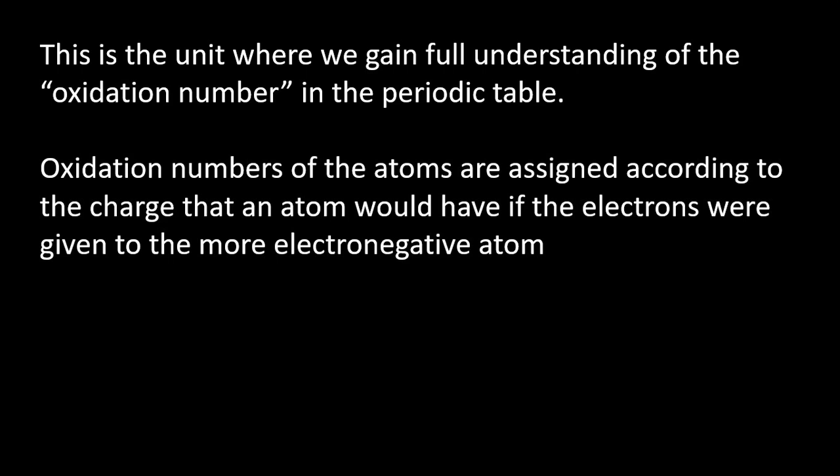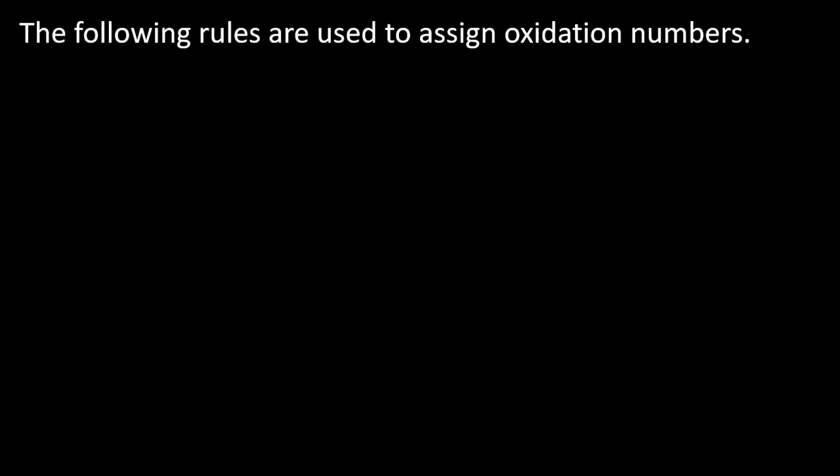And so what we need to understand is that oxidation numbers really are the numbers that are assigned to the atoms according to the charge that an atom would have if the electrons were given to the more electronegative atom. So when you put a compound together of several elements, the most electronegative element gets the negative charge. And if all the electrons that are given off by the other ones went to that most electronegative atom, then the charges that result, those are the oxidation numbers.